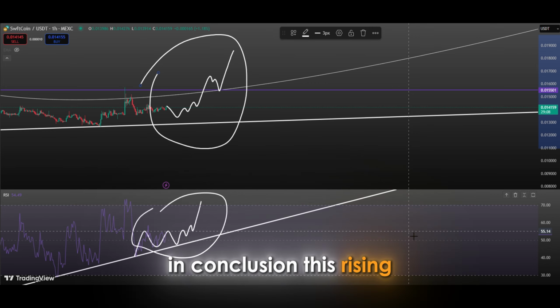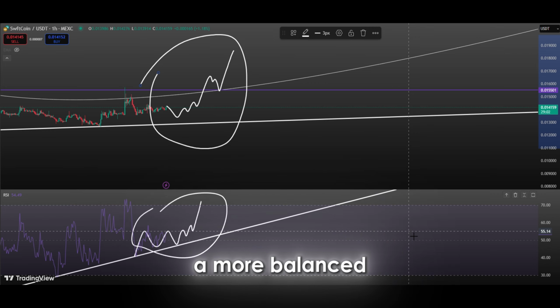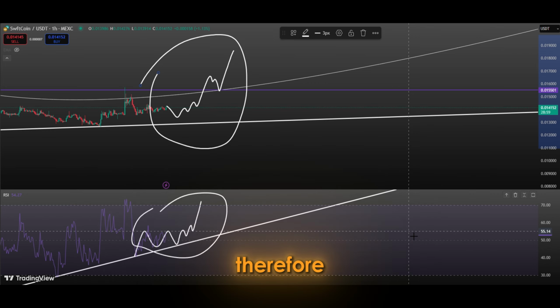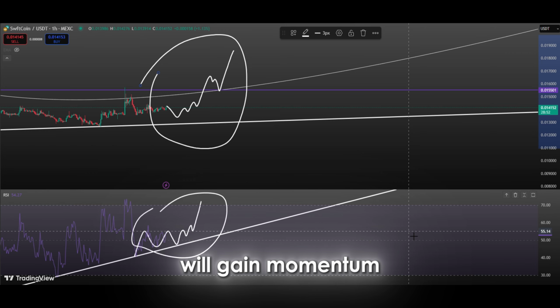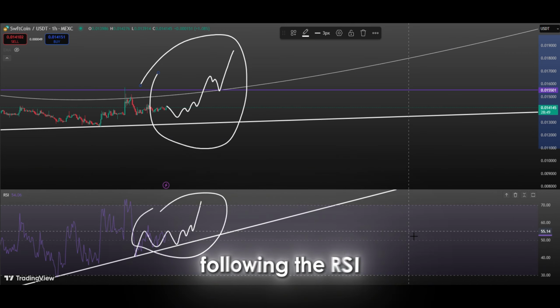In conclusion, this rising trend line on the RSI is one of the most critical indicators at the moment. If it sticks, both the RSI and price action can remain in a more balanced, healthier, and more reliable bullish scenario. Therefore, how the RSI reacts at these levels will give us very important clues about the direction of the price going forward. If this trend is maintained, it will be inevitable that the uptrend will gain momentum, both technically and psychologically. Following the RSI will be important here.